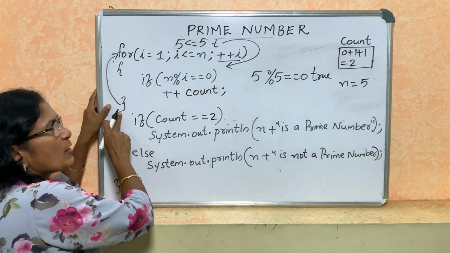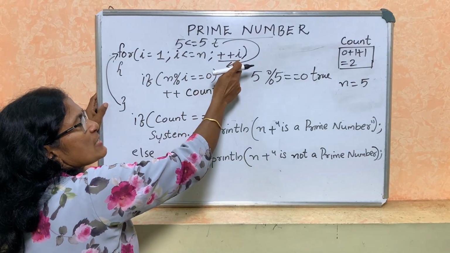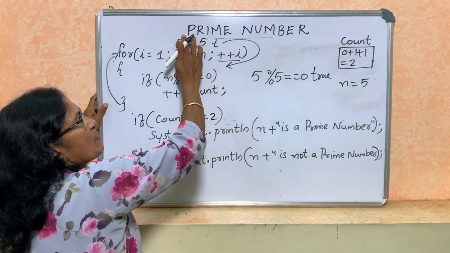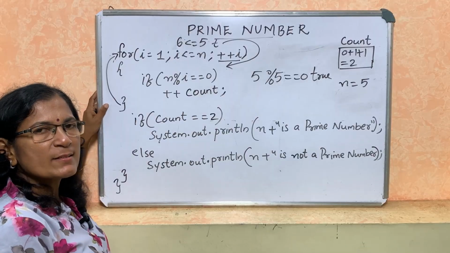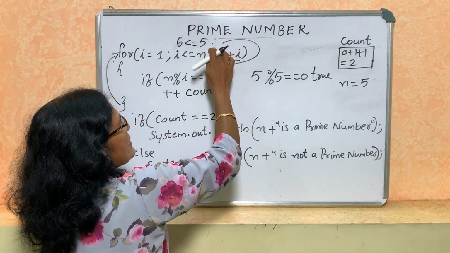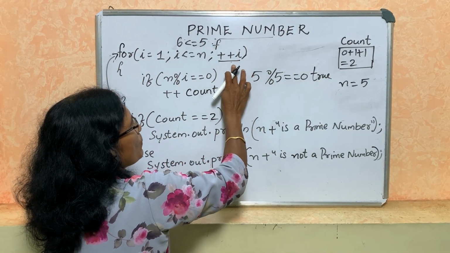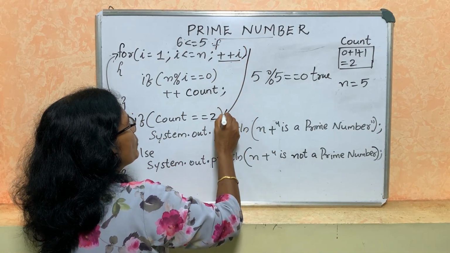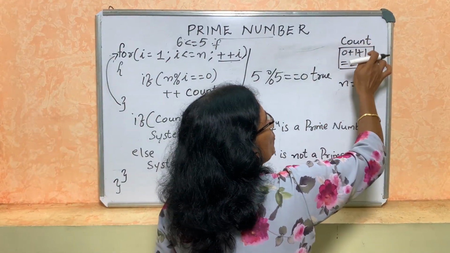As the closing of the loop's body is seen, control resumes back to the updation statement. Plus plus i. The value of i is updated to 6. 6 less than or equal to 5? False. As the test expression is evaluated to false, control goes out of the for loop to execute the following statements. Now the value in count is 2.